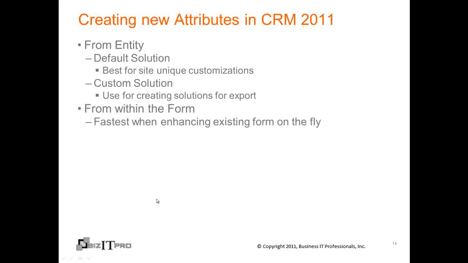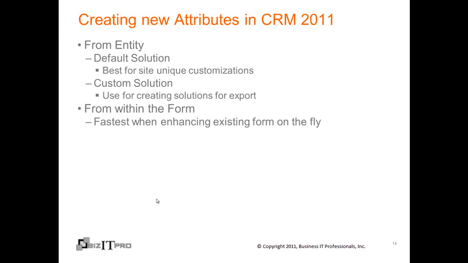So let's talk a moment about how we create new attributes in CRM 2011. We can go from within the entity itself, inside the default solution, and that's probably best when we're doing unique customizations for the site and that are not part of a custom solution that we're getting ready to export. Or we can go into the custom solution when we're trying to create something that we plan on exporting as a managed or unmanaged solution and want to group our customizations there.